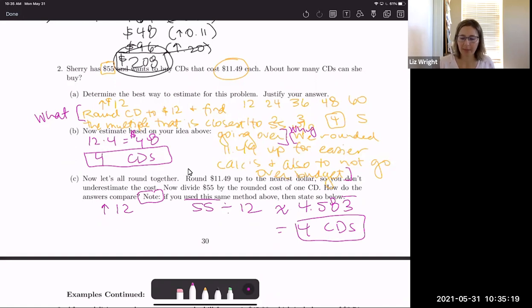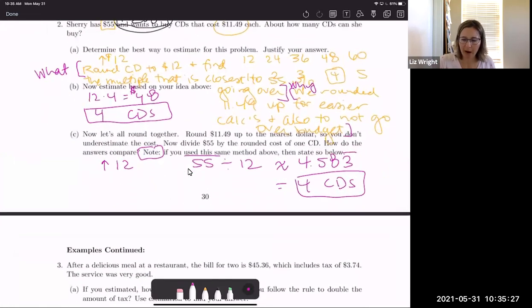The method here in C was a little bit different than mine because I did multiples of 12 rather than just straight dividing. And how do our answers compare? Our answer at the end of 4 CDs is exactly the same. The final answers are the same.